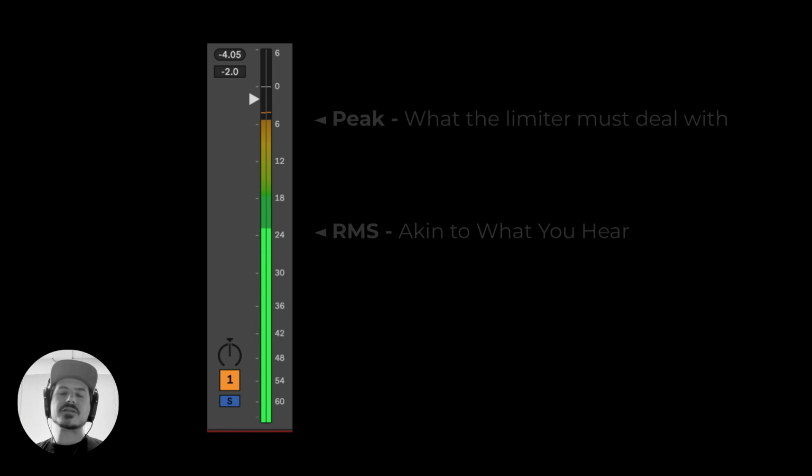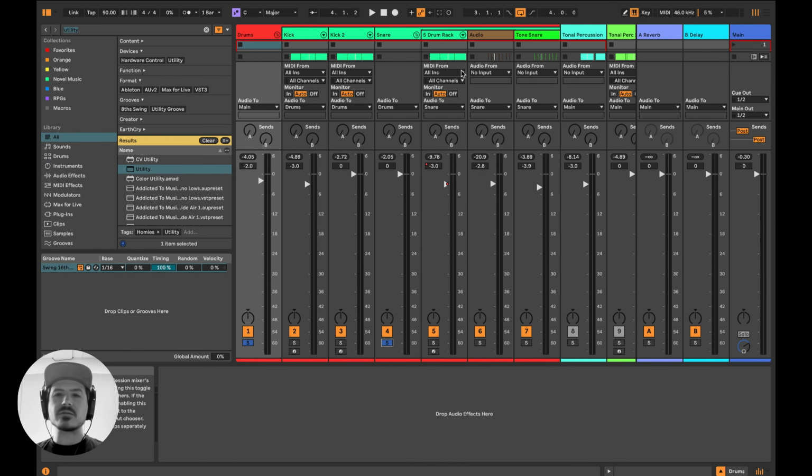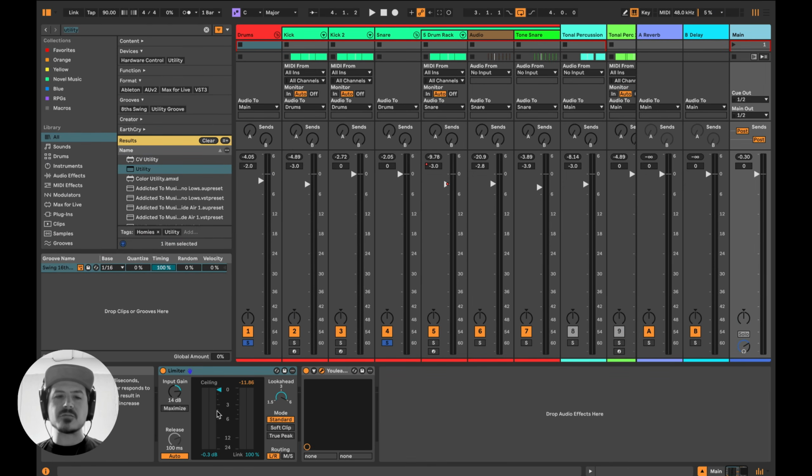Essentially, the idea here is that the limiter has to deal with peak level, but our ears, what we hear, is more akin to the RMS level, which is the bright green. So when you are making a bunch of peak signal, the limiter has to deal with that peak signal. Let's go ahead and just solo the snare out, okay? So we're just going to look at the snare by itself and look at the limiter.